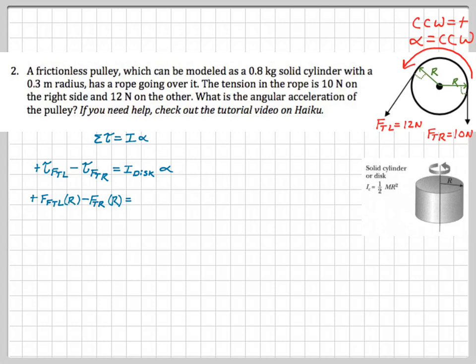And since it's a solid cylinder, we can model that as 1/2 m r squared for the rotational inertia, times alpha. Now if we take a look, we've got values for everything. We've got values for the force on the left, the force on the right, the radius, and the mass of the disc. So our only unknown is alpha, so we can go ahead and solve for that. So let's go ahead and plug in our values.